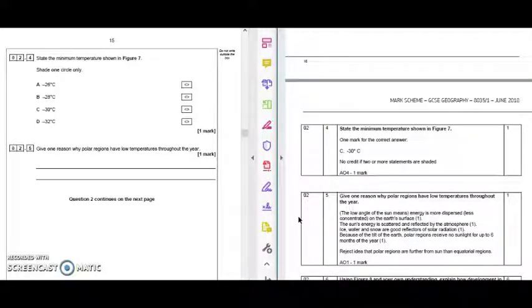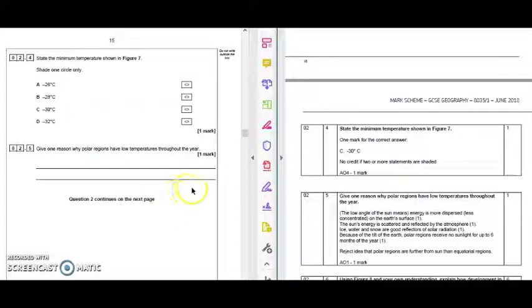but your answer needs to be in enough detail to get the mark here. Because a lot of you will write because the polar areas are furthest away from the equator. And I'm afraid that doesn't get you the mark this time. So let's be a bit more specific. Let's think a bit about the curve of the world.